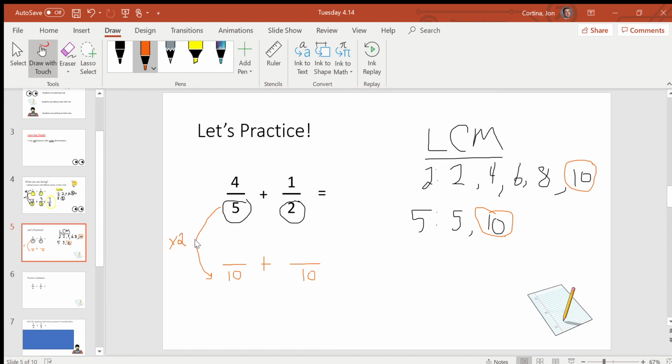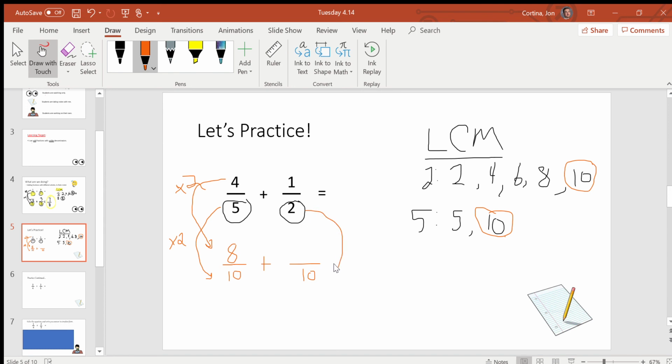Whatever we do to the bottom, we need to do the top. So we're going to multiply 4 times 2. And what does that give us? 8. So 4/5 is the same as 8/10. And same thing for this side.